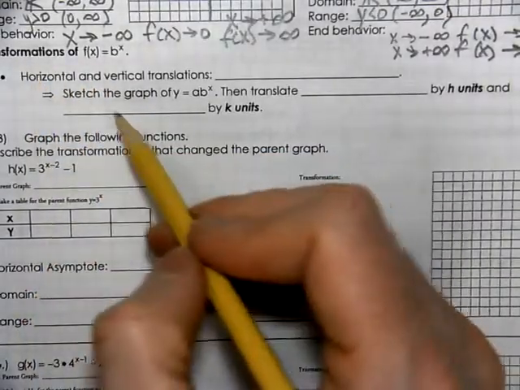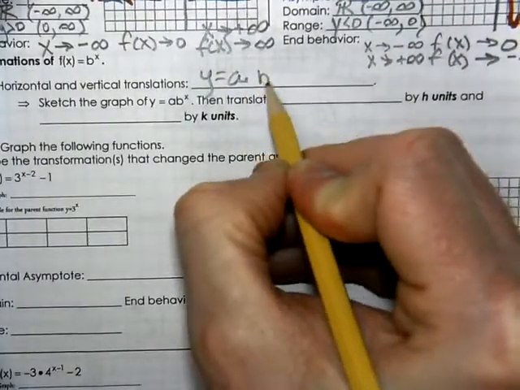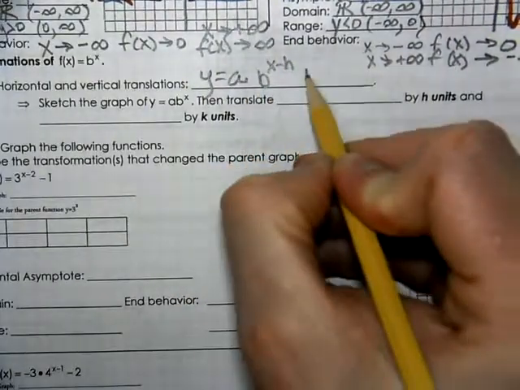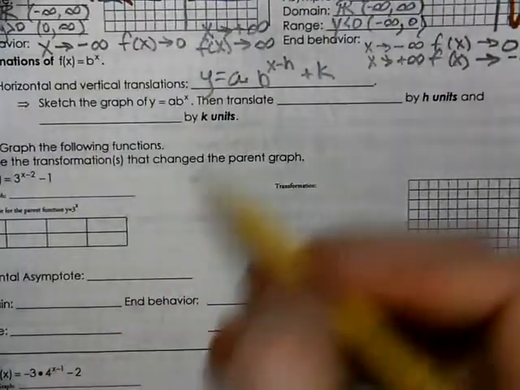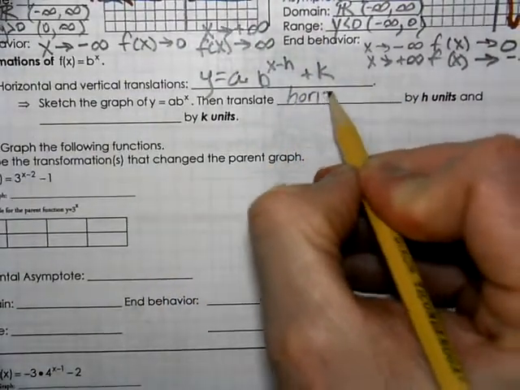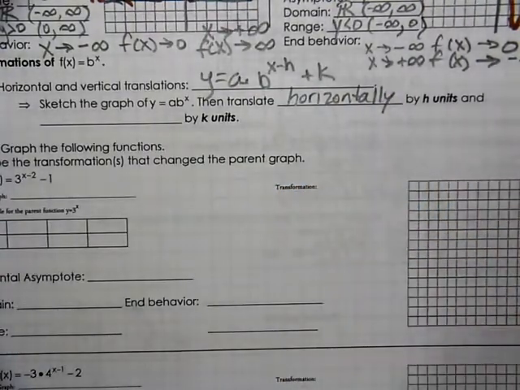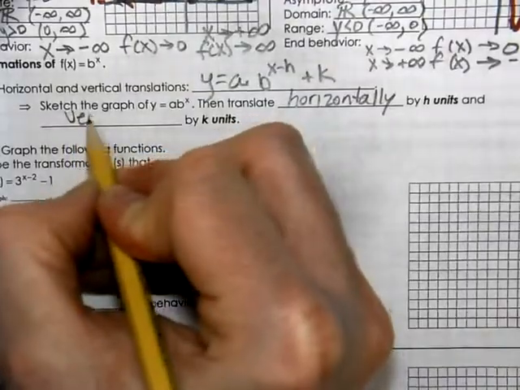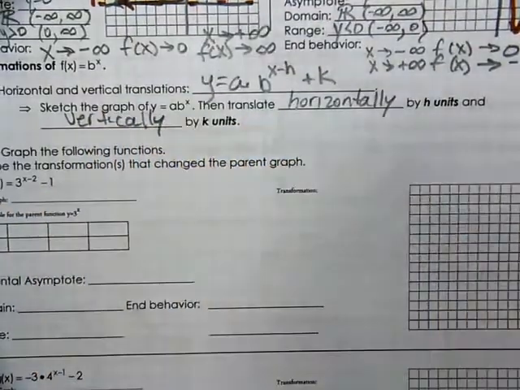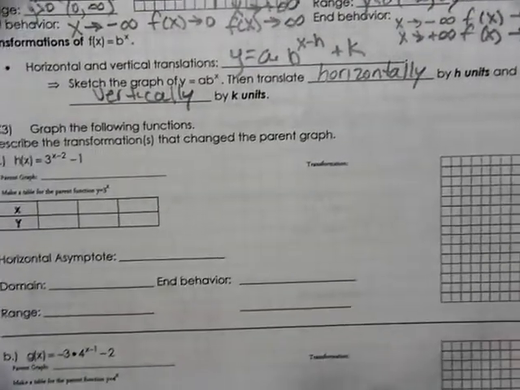Another type of transformation we can do is called a translation. So we're going to take our equation y equals a times b to the x minus h plus k. That is a horizontal translation. It's going to horizontally translate by h units, and it's going to vertically translate by k units. It's following all the same h and k rules that we've talked about in the past.